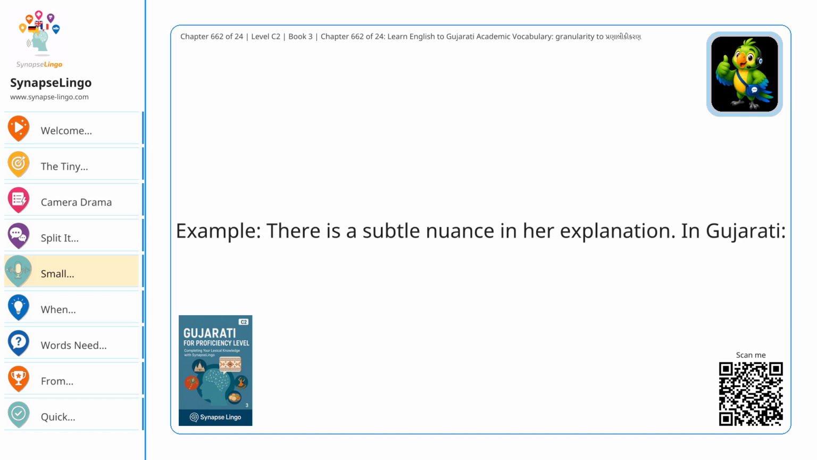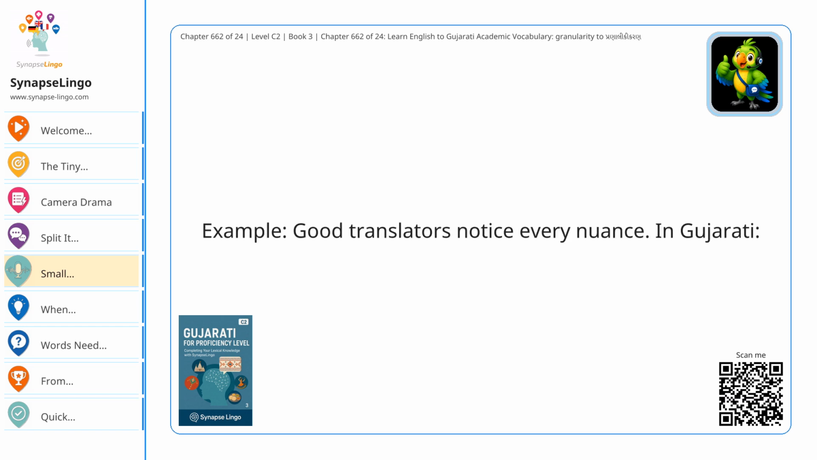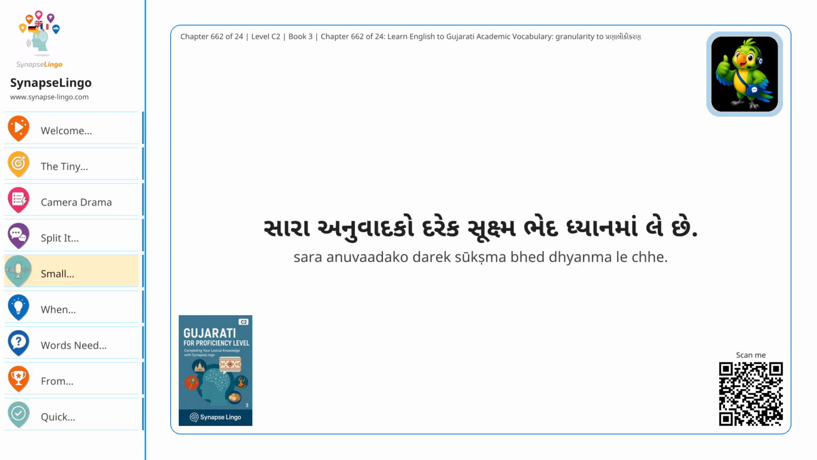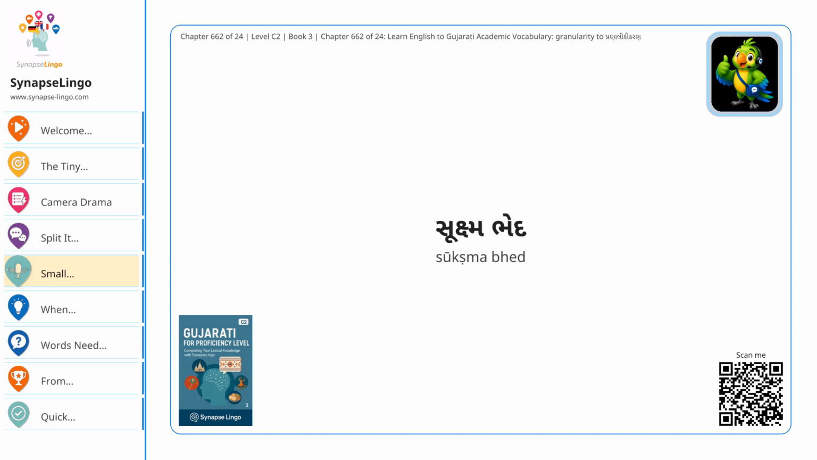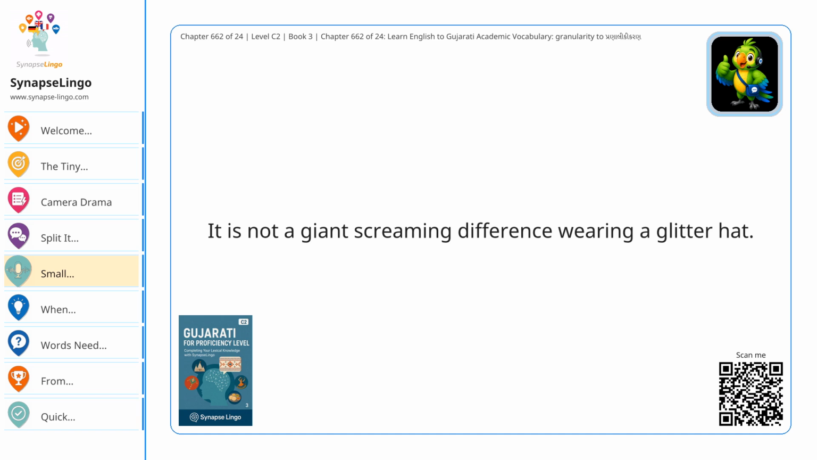Example. There is a subtle nuance in her explanation. In Gujarati. તેના સમજૂતીમાં સૂક્ષ્મ ભેદ છે. Example. Good translators notice every nuance. In Gujarati. સારા અનુવાદકો દરેક સૂક્ષ્મ ભેદ ધ્યાનમાં લે છે. Think of સૂક્ષ્મ ભેદ as the whisper between two almost identical ideas. It is not a giant screaming difference wearing a glitter hat.